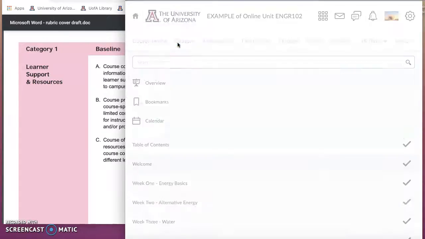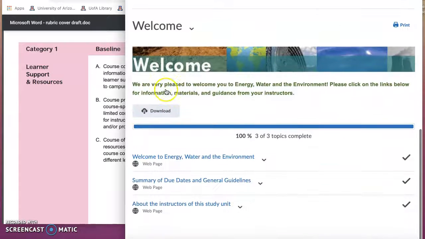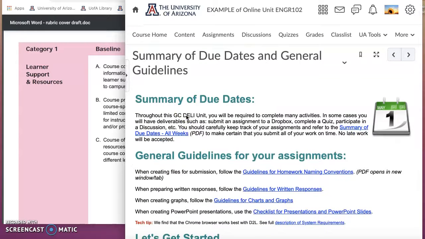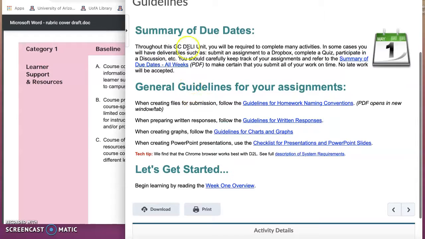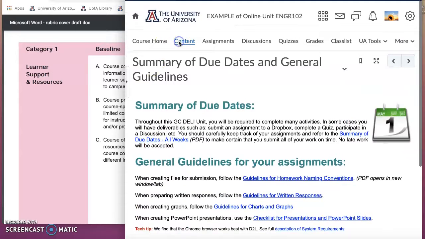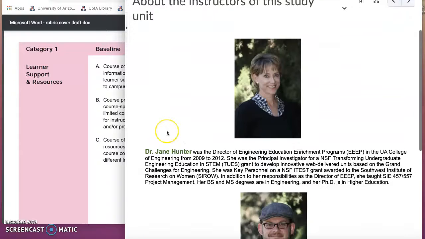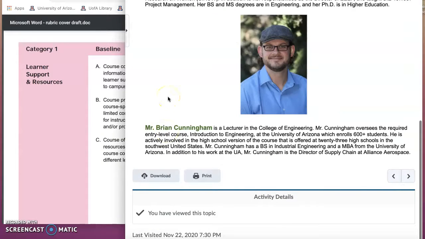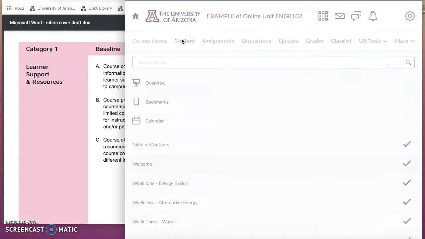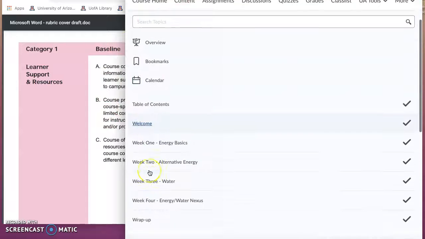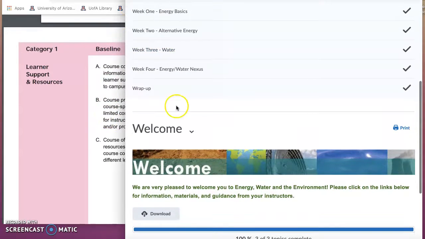For example, you can go to content and this welcome, and then there's the summary of due dates and general guidelines, but it didn't seem super intuitive. There were some various guidelines for this class, which is good, and here are the system requirements. What I would have liked to see is a more centralized place to make this easier for students. You also do get the about instructors, which is nice, but as I mentioned previously, it's very limited, so I would say this is baseline at best.